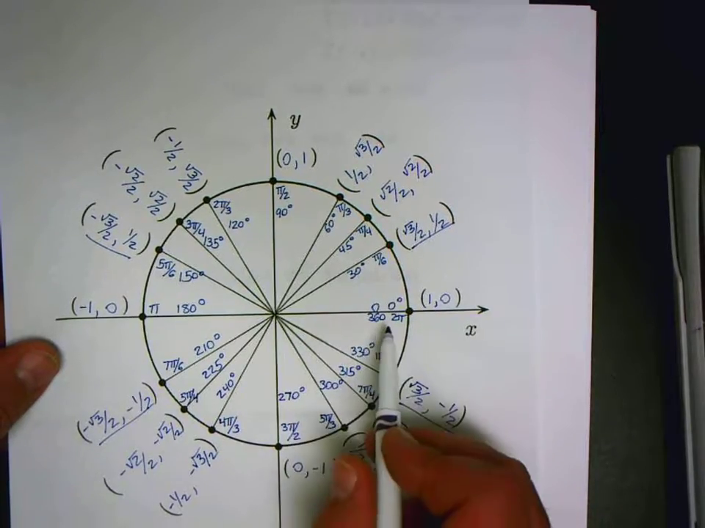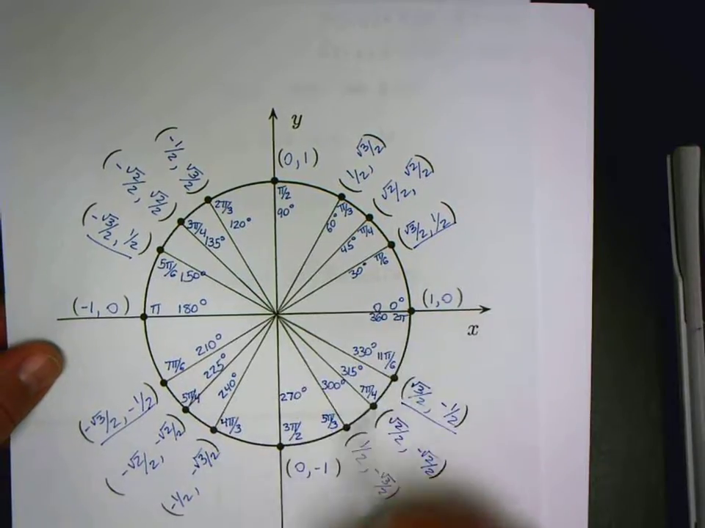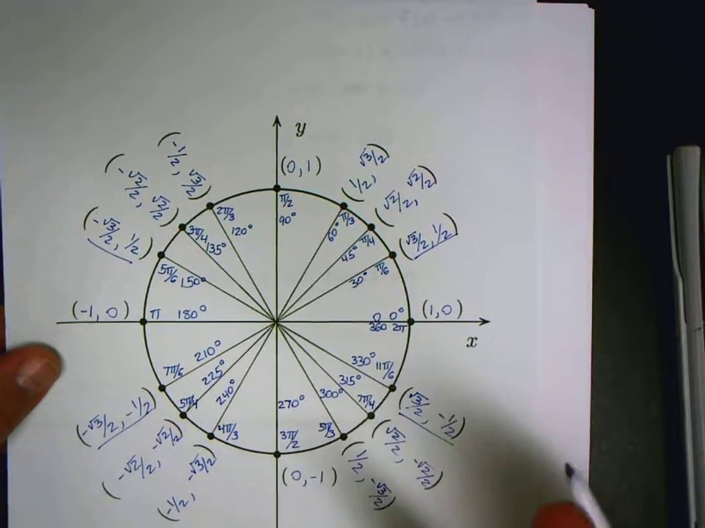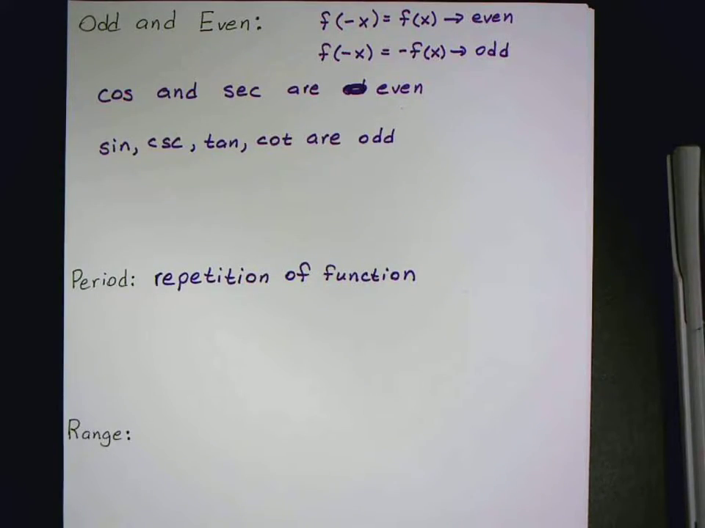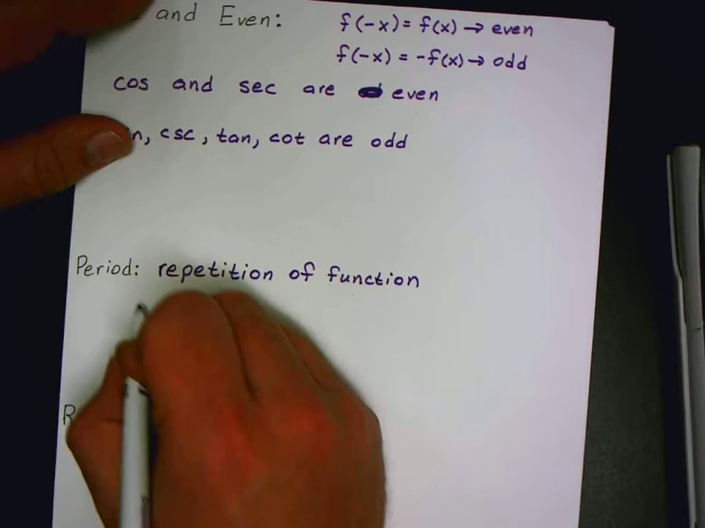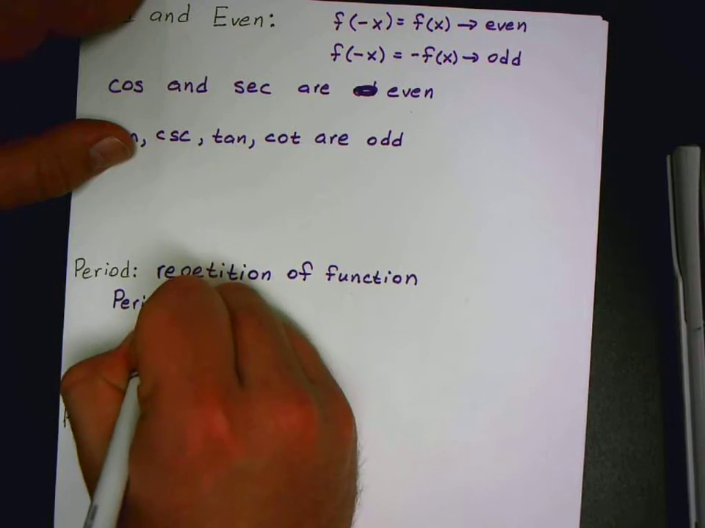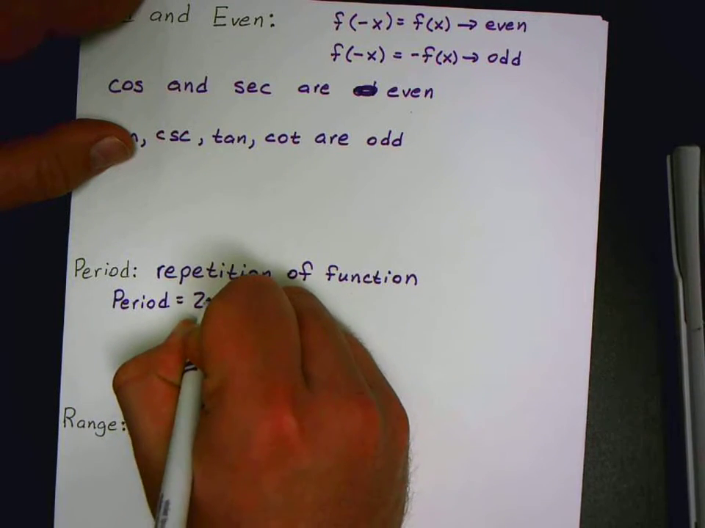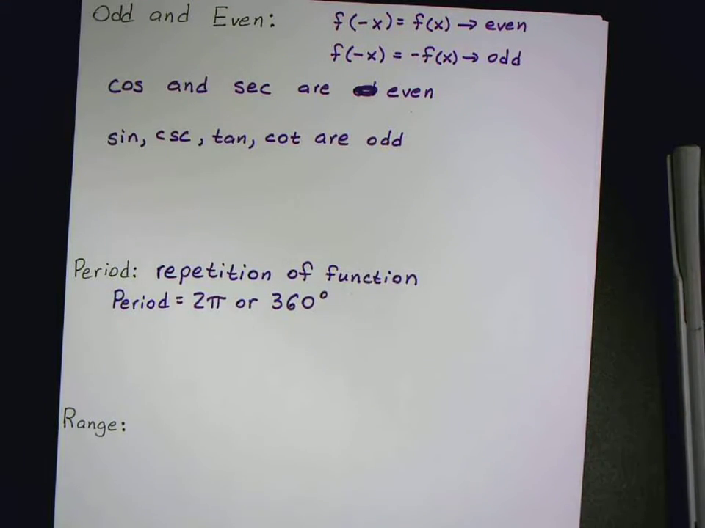And then we go around the circle again. There's another period. Then we go around the circle again. There's another period. And we just keep going. So that's what it means for a function to be periodic. So the period of our functions equals 2 pi or 360 degrees. It gets a little bit more complicated than that, but we'll talk about it whenever it actually becomes important.